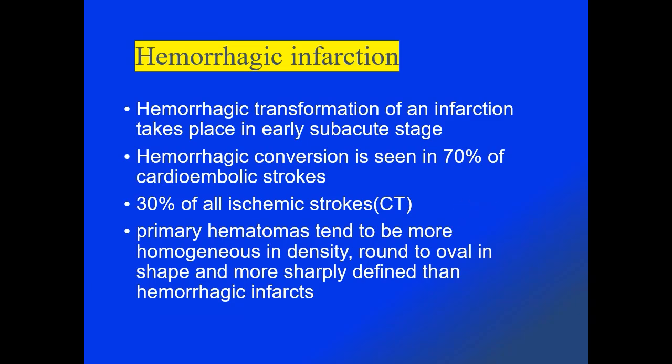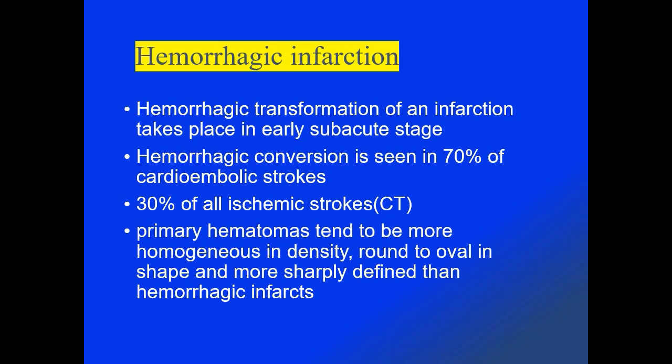Hemorrhagic transformation of an infarction is another cause for parenchymal hemorrhages, and they occur in early subacute stage of an acute stroke. Hemorrhagic conversion is seen in as many as 70% of patients who present with cardioembolic strokes and about 30% of all ischemic strokes.